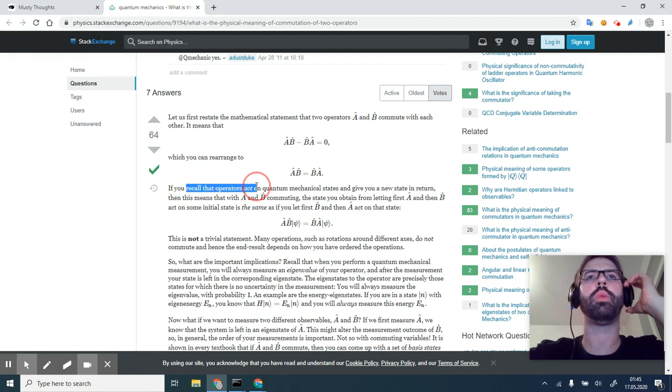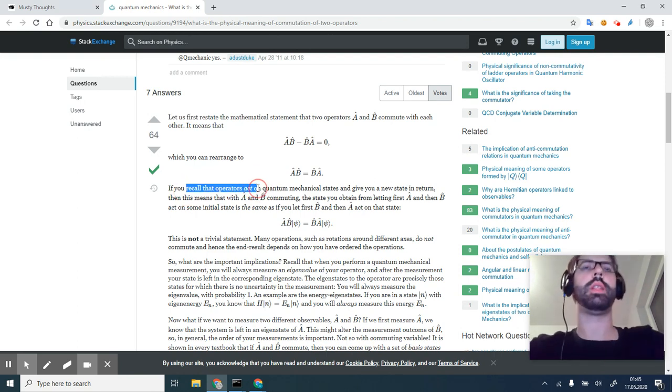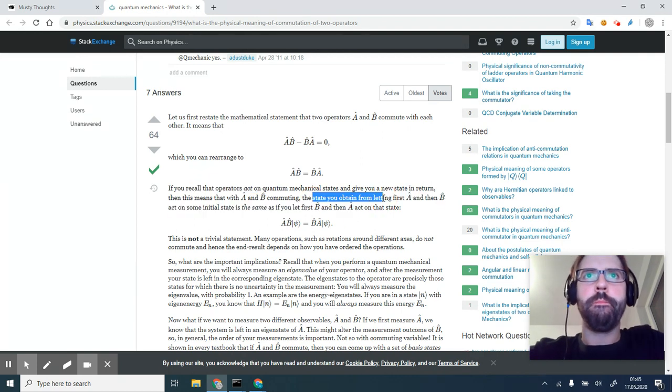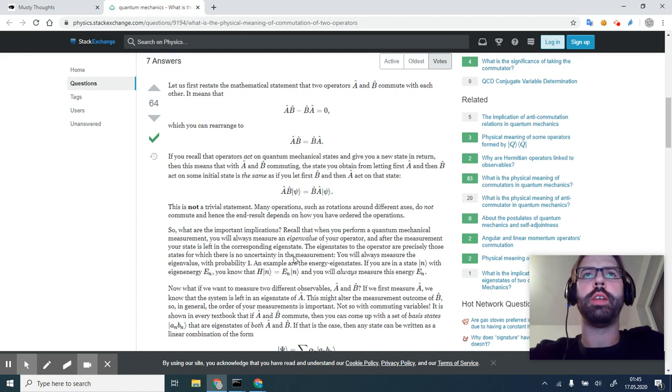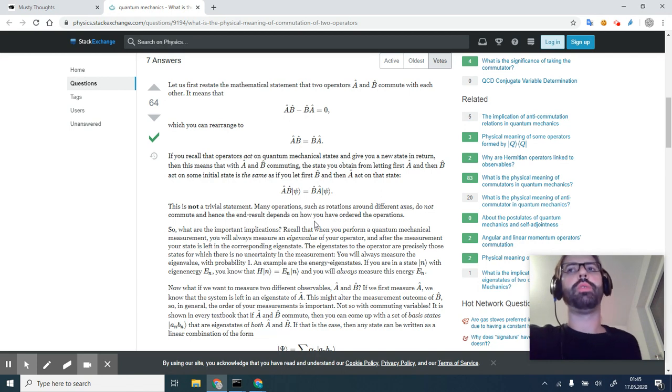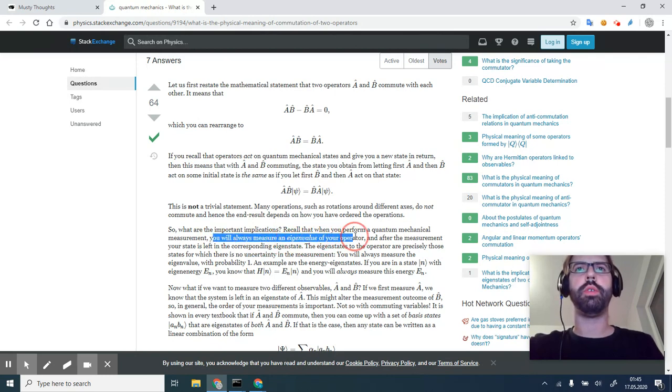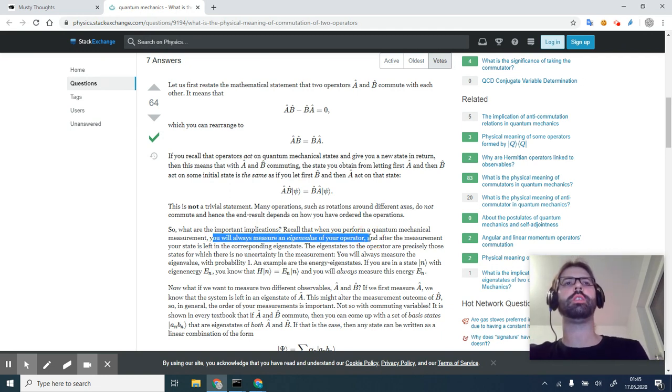Yeah, if you recall that acting on a quantum mechanical state gives you a new state in return, then it means that A and B commuting. This is not a trivial statement. Many operations, such as rotations around different axes, do not commute, and hence their end result depends on how you have ordered the operations. What is important to recall is that when you perform a quantum mechanical measurement, you will always measure an eigenvalue of your operator, and after the measurement, your state is left in the corresponding eigenstate. Okay, yeah, correct.